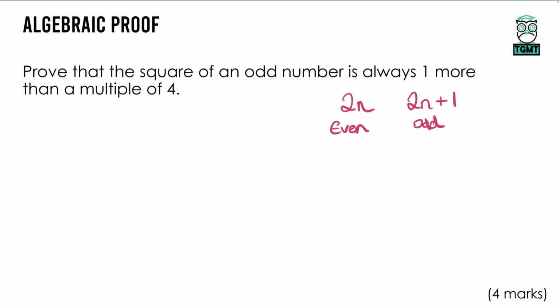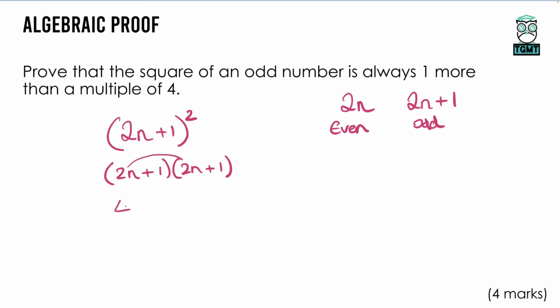So 2n plus 1. So it says prove that the square of an odd number is always one more than a multiple of 4. Well, our odd number is 2n plus 1. So an odd number squared would be 2n plus 1 in brackets squared. Now that is a double bracket, so if we expand this double bracket, hopefully we will get to something which we can make look like one more than a multiple of 4, but we'll wait and see when we get there. The first multiplication gets us 4n squared. We then get plus 2n underneath, plus another 2n, and then plus 1.